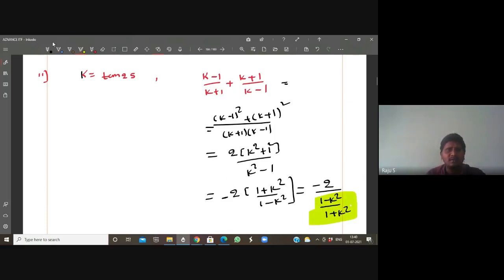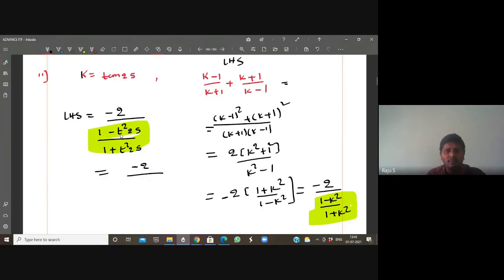Now substitute k value. What is the k value they gave? Tan 25. So this is LHS. I'm simplifying LHS. So LHS is clearly equal to minus 2 by, now you can replace k value, 1 minus tan square 25 by 1 plus tan square 25. Am I right? What do you observe here? Cos alpha, sir. Exactly. That is the reason I have written it in the denominator. So this is equal to minus 2 by, it is in the form of 1 minus tan square theta by 1 plus tan square theta, that is cos 2 theta.